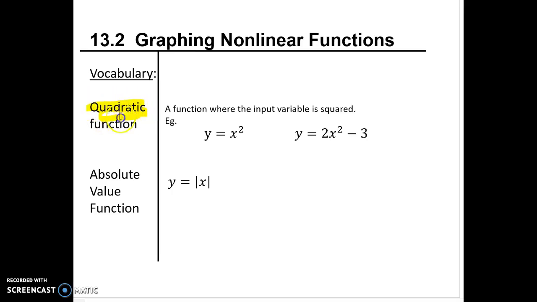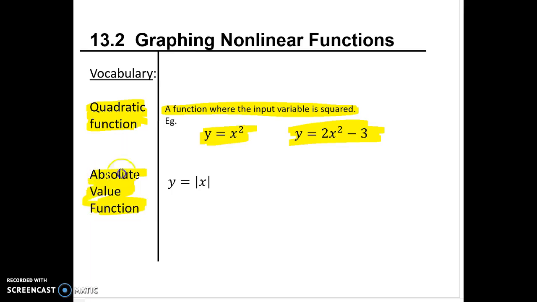We have the quadratic function. And a quadratic function is a function where the input variable is squared. And I have two examples here. That might be y equals x squared and y equals 2x squared minus 3. Both of those are decent quadratic functions.